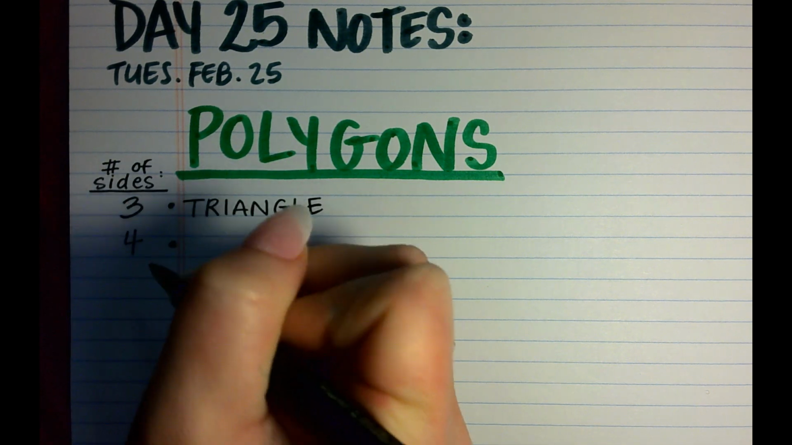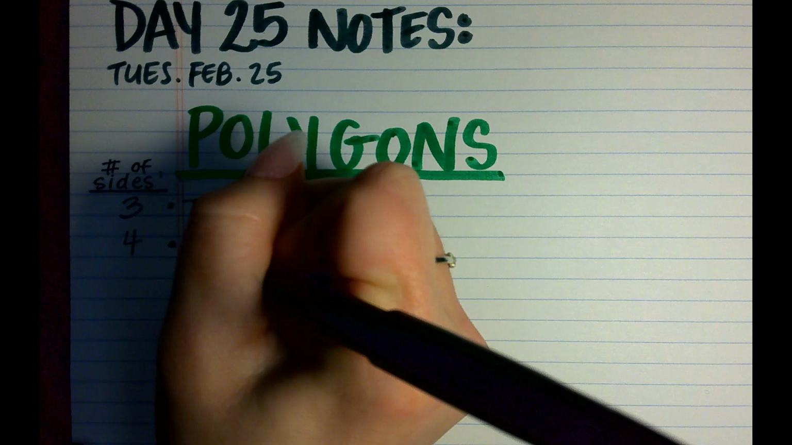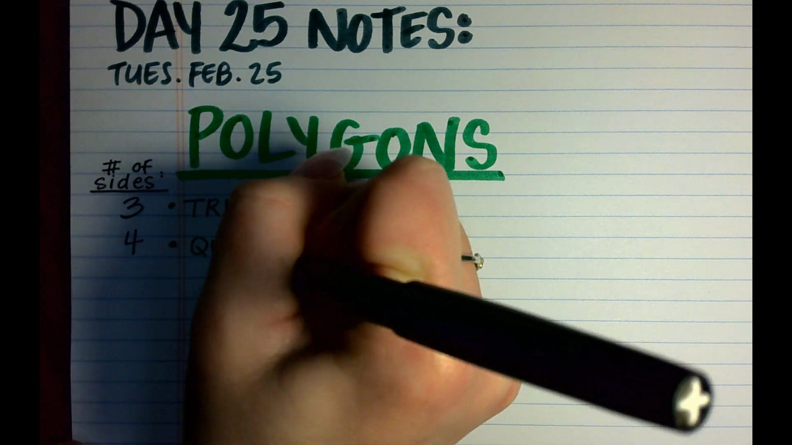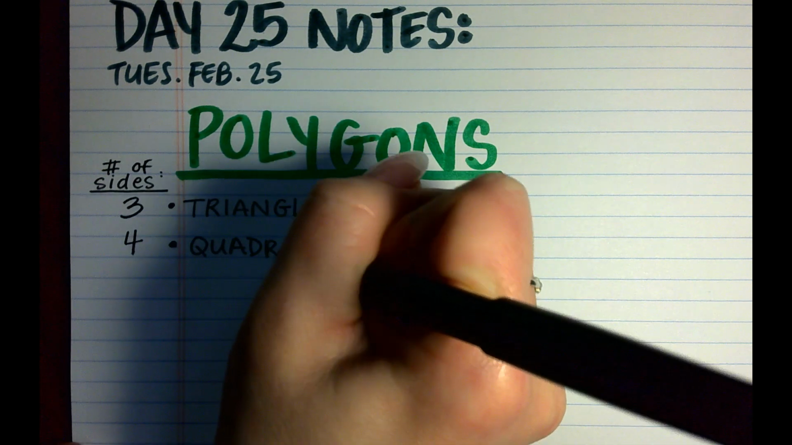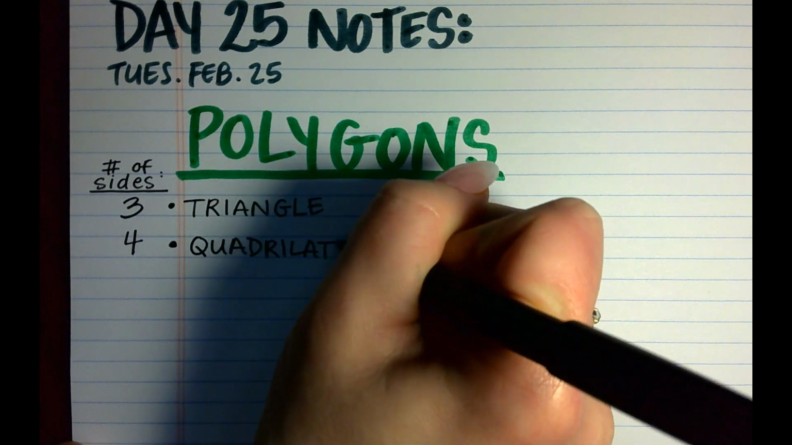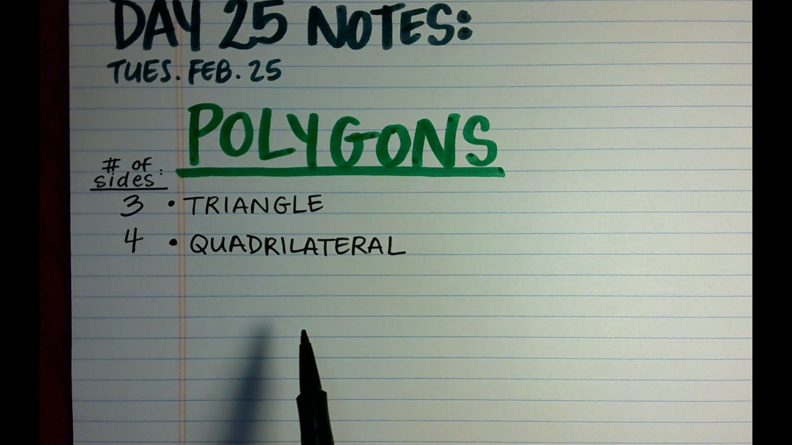Moving up one, we have a 4-sided polygon. Does anybody know the technical name for a 4-sided polygon? A parallelogram could be a type of this shape. Quadrilateral. It's a quad, Q-U-A-D, quadrilateral. A quadrilateral is any shape with 4 sides, any polygon with 4 sides.